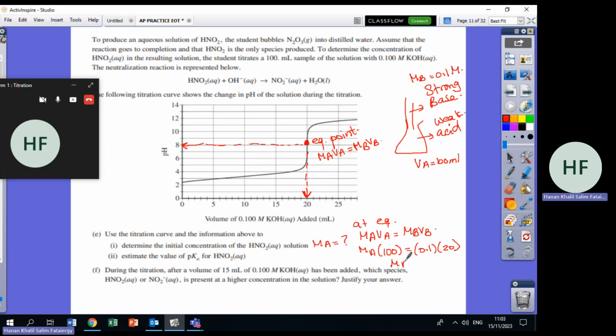Okay, and I can find the molarity of the acid. So the molarity of the acid will be equal to 0.02.